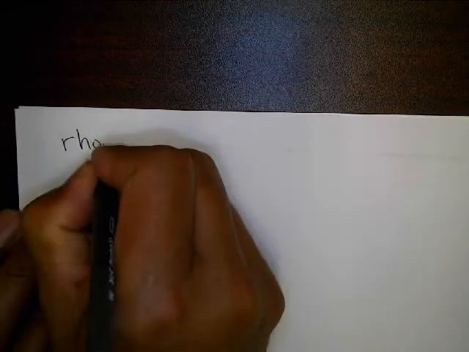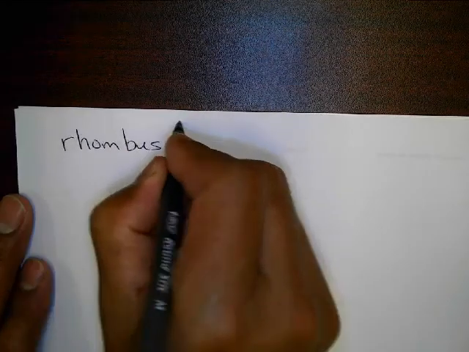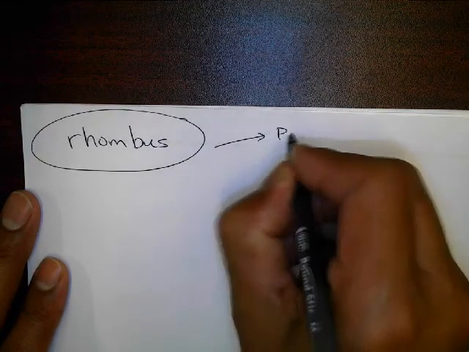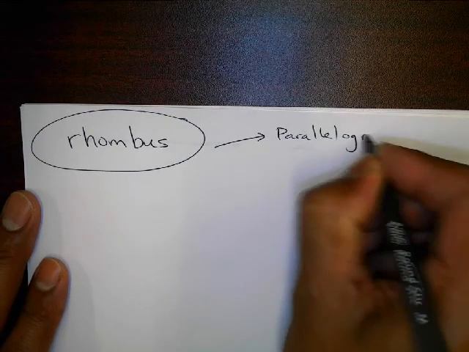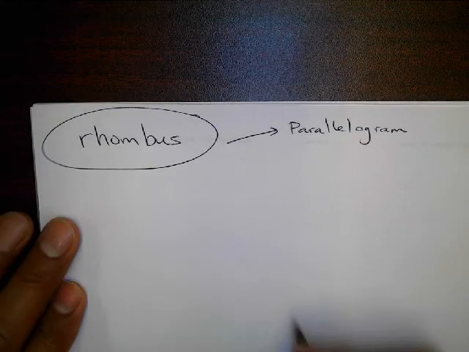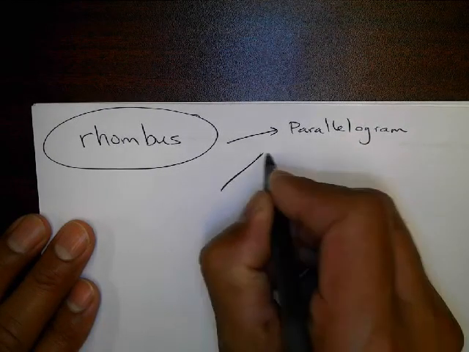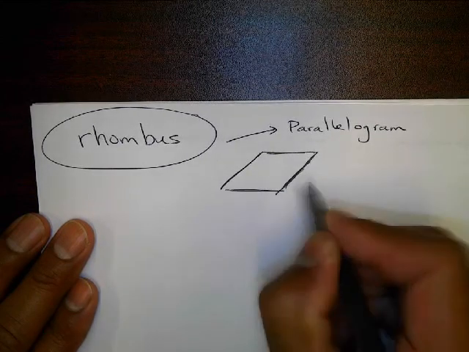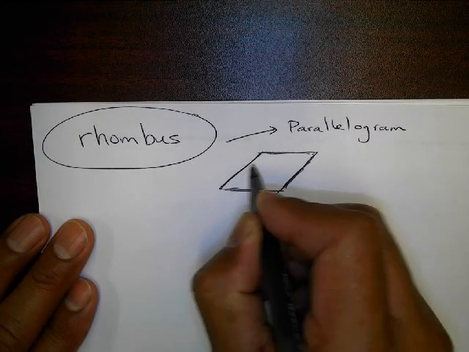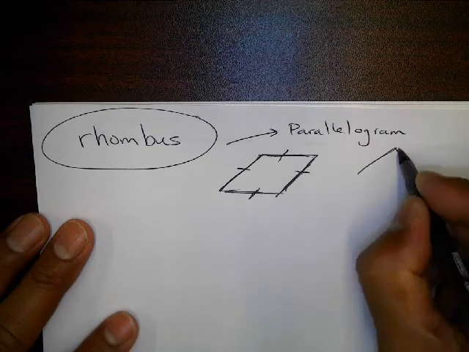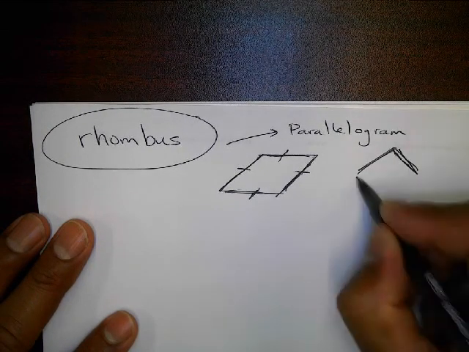Okay, let's continue with the rhombus. All right, we know it's a parallelogram. And we know it kind of looks like a square that's kind of leaning, right? It's kind of leaned over square. All the sides are congruent. We just talked about that. Or it looks like a diamond. Could look like a diamond like this if you kind of turn it this way.